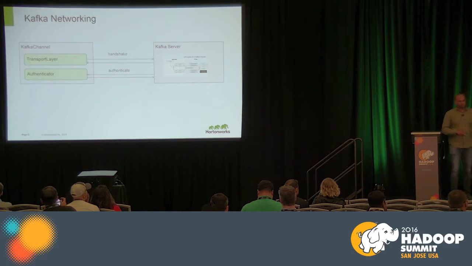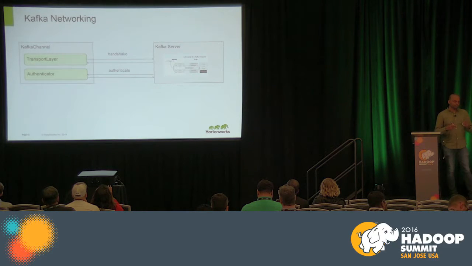Yeah. So what we have is the Kafka channel here. It has abstracted away a lot of the socket channel implications. So we have a transport layer. What the transport layer does is it only takes care of writing the bytes onto the network. So all your networking details go into the transport layer.